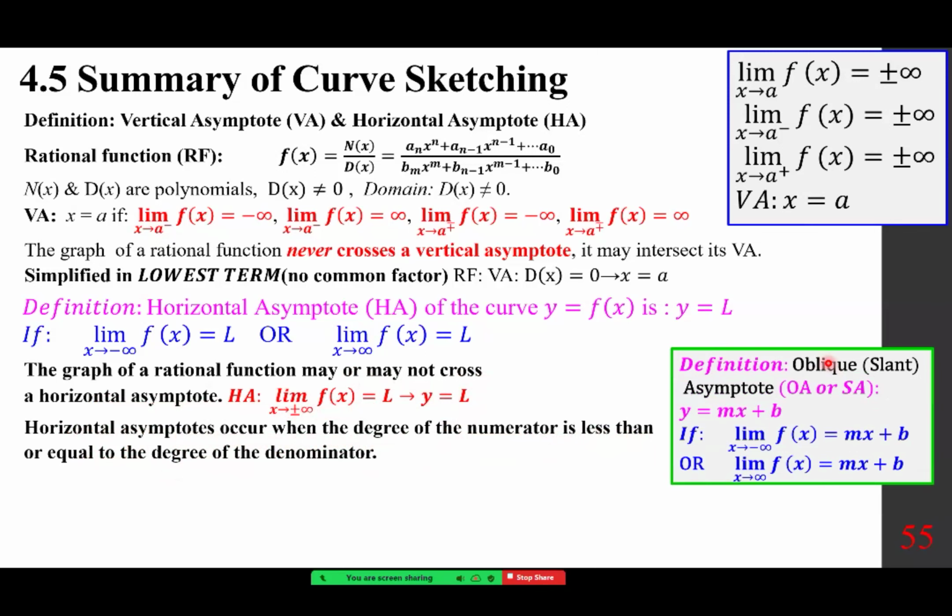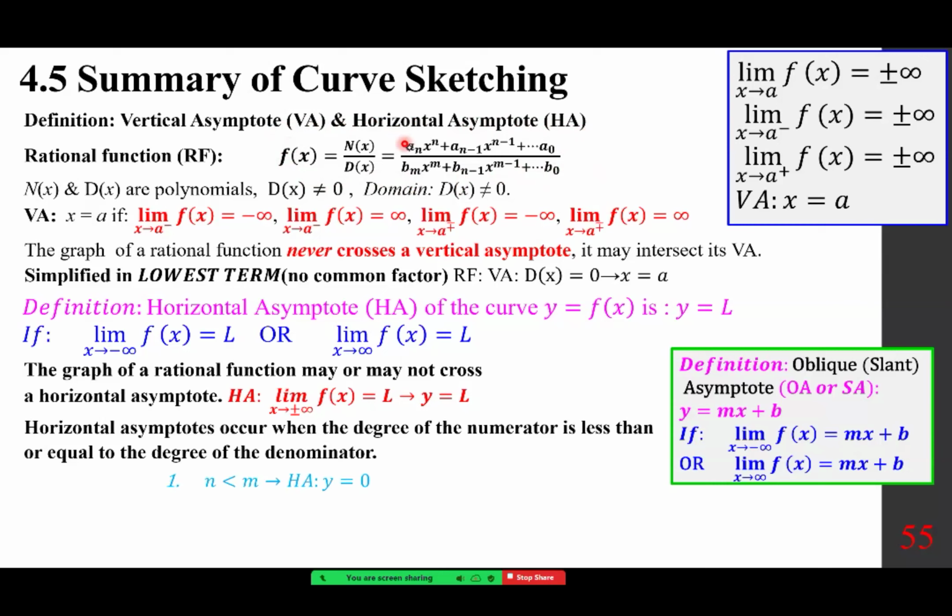And the definition of an oblique asymptote, also known as a slant asymptote, OA or SA. It has the equation y equals mx plus b if the limit of f of x as x approaches negative or positive infinity is mx plus b. So let's put these two together. Here's the synopsis of that. We have this function in its lowest terms, okay?